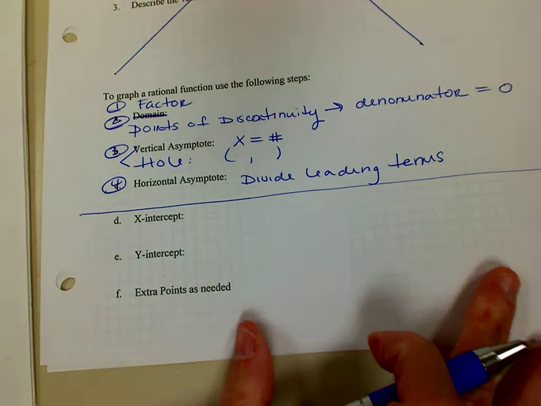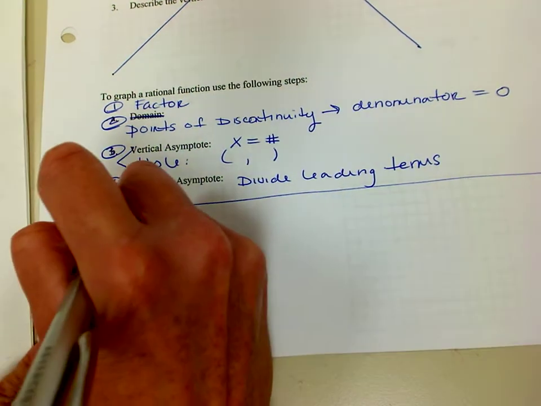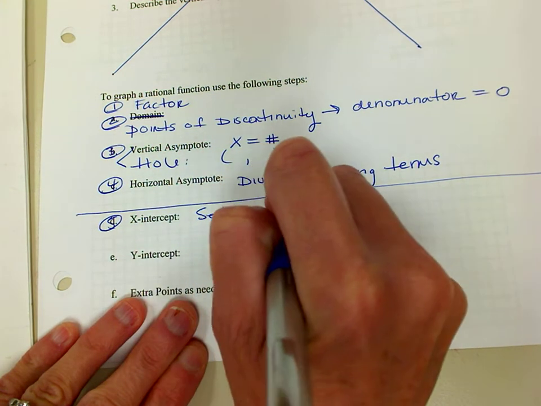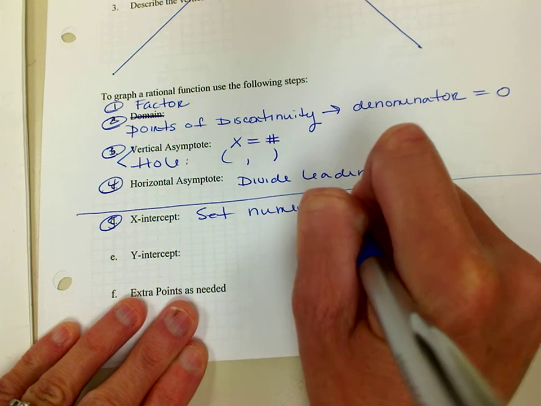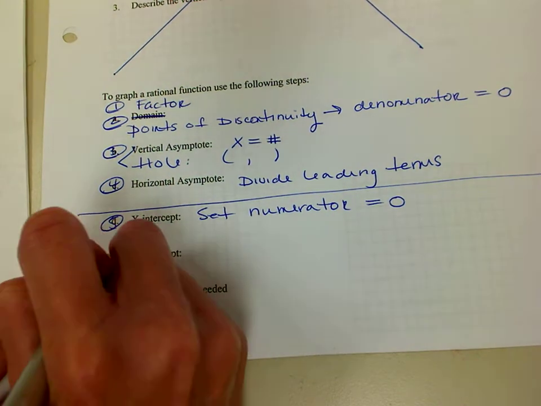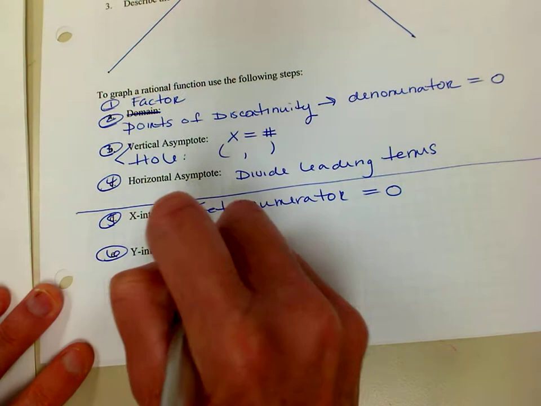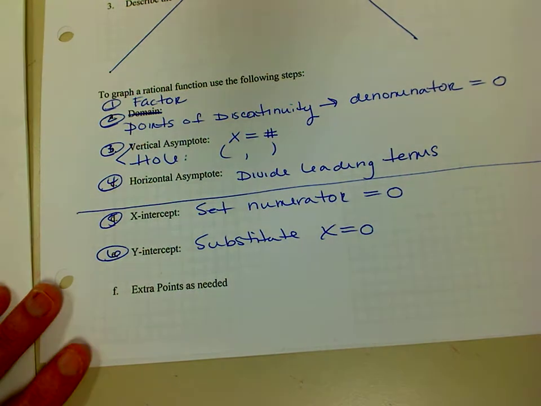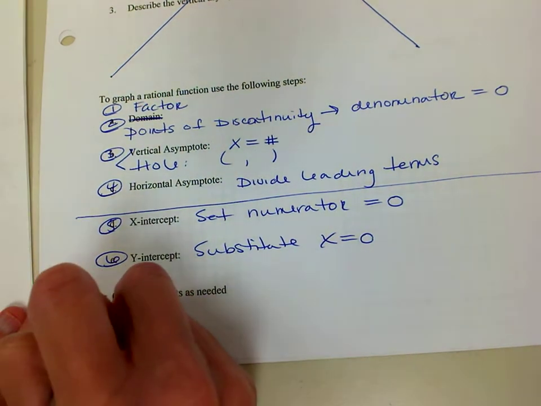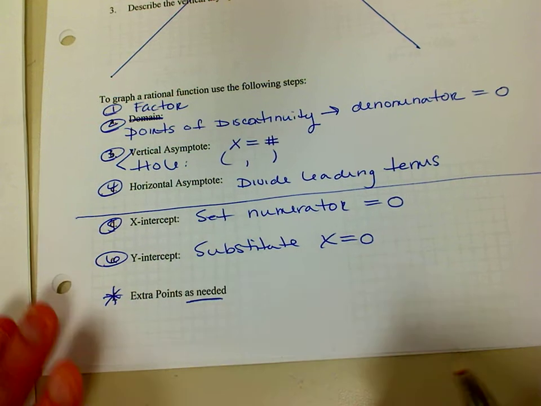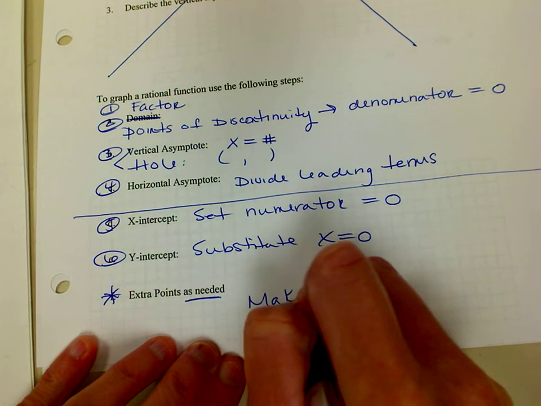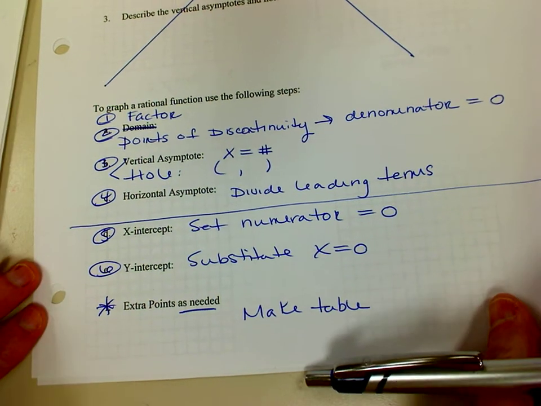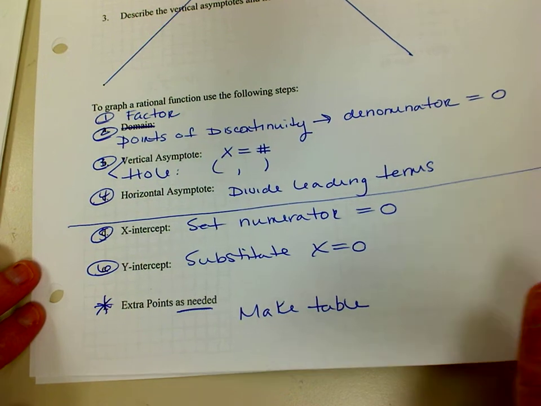Okay, now we got some new stuff. To find the x-intercept, that's where you set your numerator equal to 0. The y-intercept is where you substitute 0 in for x. And in this step, if needed, you just make a table. Sometimes you'll have to make a table, sometimes you won't. So those are all the steps in order to graph rational functions. So we will be referring to that as we move along here.